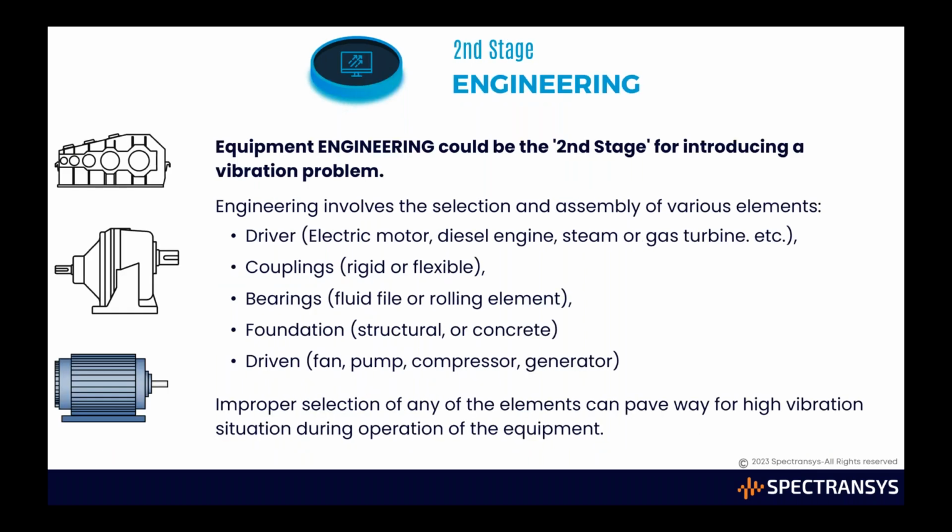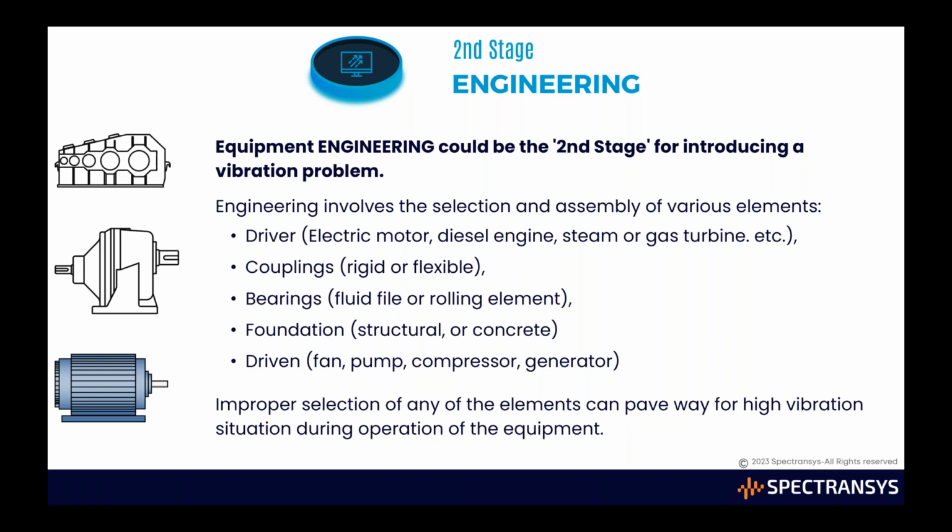Next is the engineering stage. When I say the word engineering here, I'm considering a process of putting things together to achieve a desired objective. So engineering involves the selection and assembly of various elements, like a driver machine. It can be an electrical motor, or a diesel engine, or a steam or a gas turbine, whatever it is. A driver is selected to drive a driven machine, like a fan or a pump or a compressor or a generator.